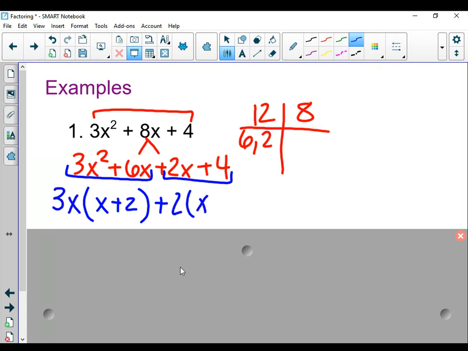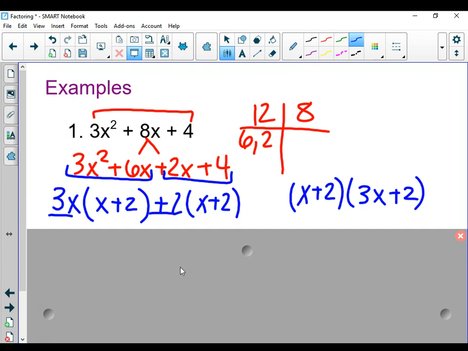And I'm left with x plus 2. Now, normally, I would just say, hey, what do you see double of? What do you see 2 of? X plus 2. And then I would say, okay, what's left when you take those away? 3x plus 2, okay?